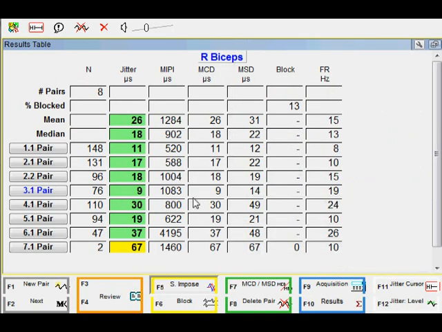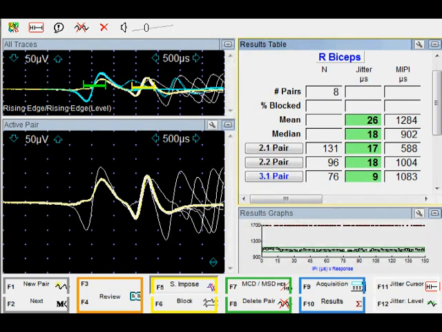Let's look at the result table. Notice that there are no blockings reported in the blocks column. That helps us editing quite a bit. We don't have to go trace by trace to get rid of traces. Nevertheless, we still have one sweep over here which clearly does not belong in this recording. In the past, we used to go into a trace by trace review to get rid of those traces. Fortunately, that process is very simplified.